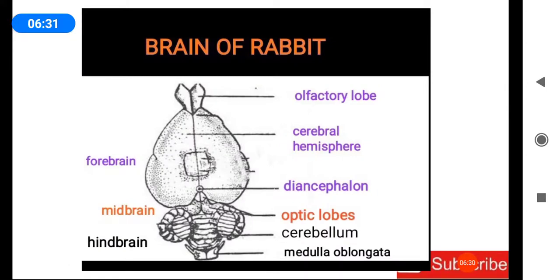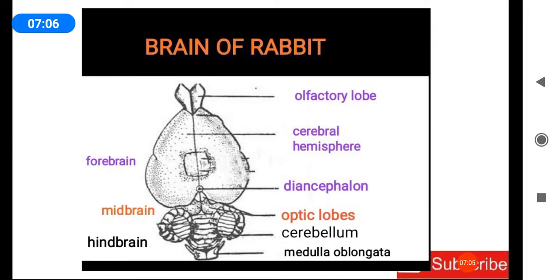Brain of a rabbit. Brain is situated in the cranial cavity. The brain is protected by the skull. The brain is covered by three membranes called outer dura mater, inner pia mater and a middle arachnoid membrane. So there are three coverings called meninges covering the brain: inner pia mater, outer dura mater and a middle arachnoid membrane.